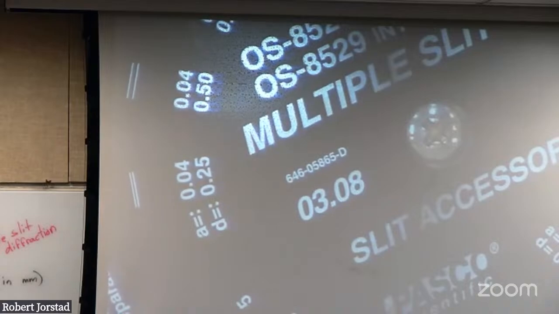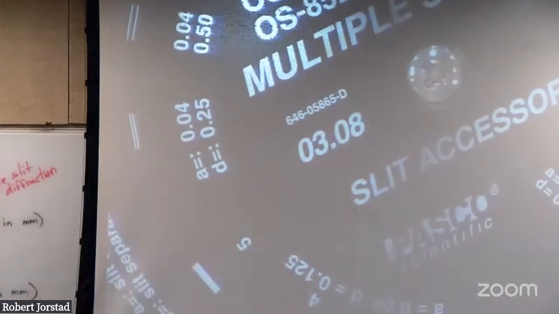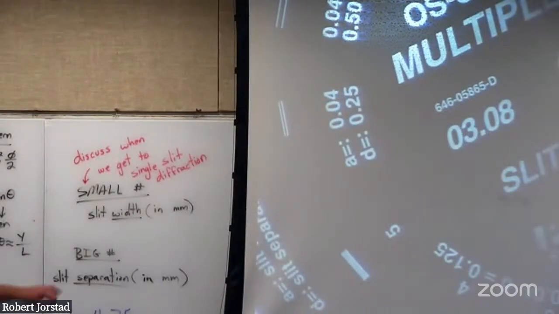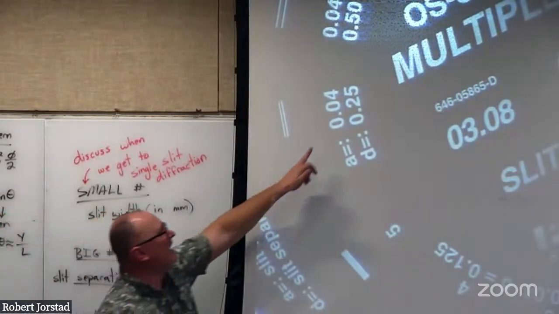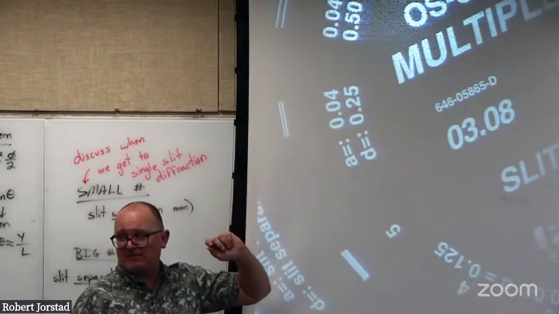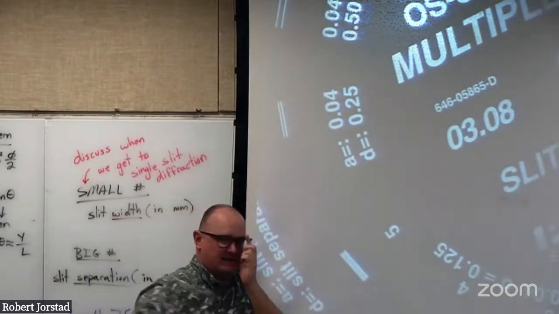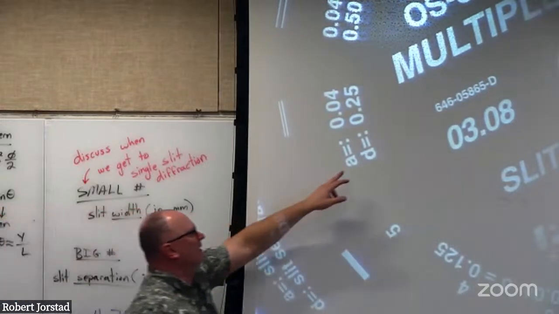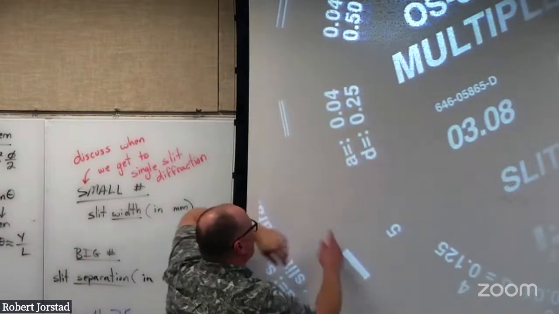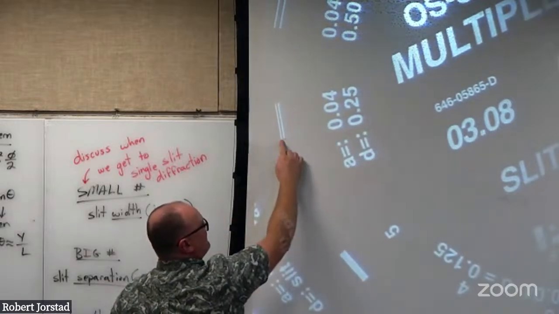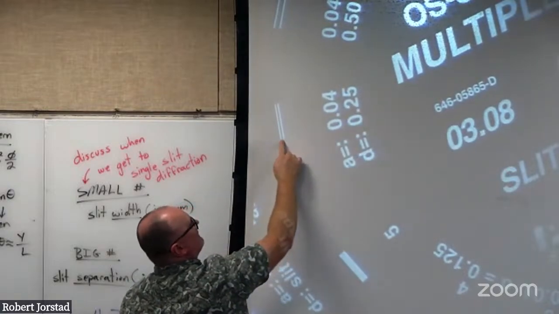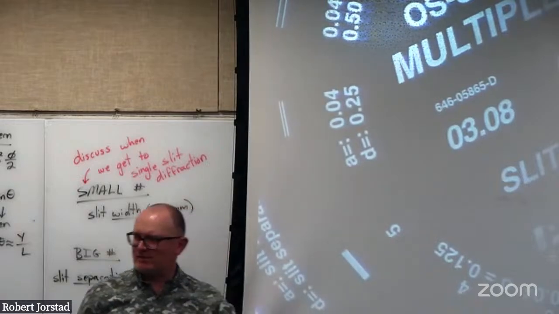I have it written on the board here. The smaller number, A, is the width of the slit themselves. It's just how wide the slit is, and that's going to matter when we get to single slits. The bigger number here is the slit separation in millimeters. So these 2 slits are 1/4 of a millimeter apart. That's why you're never going to see this unless I zoom in crazy big.